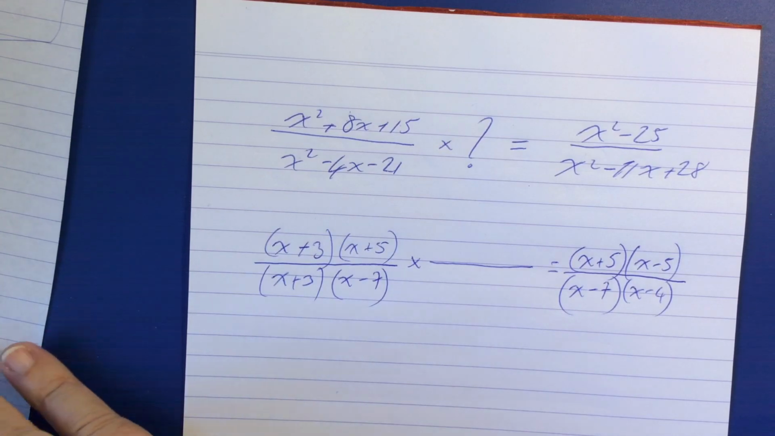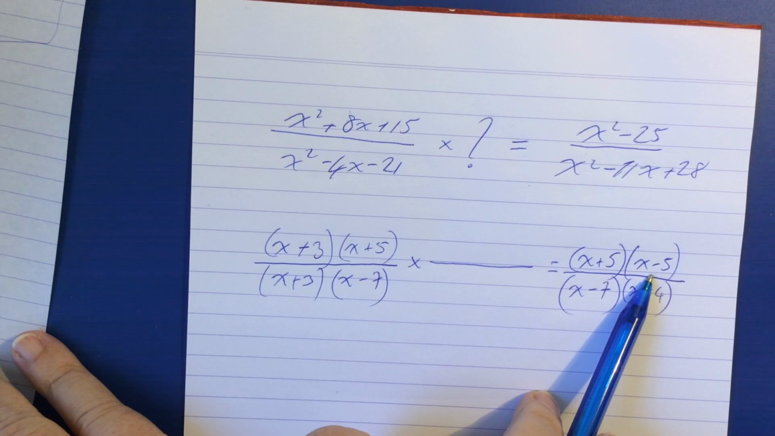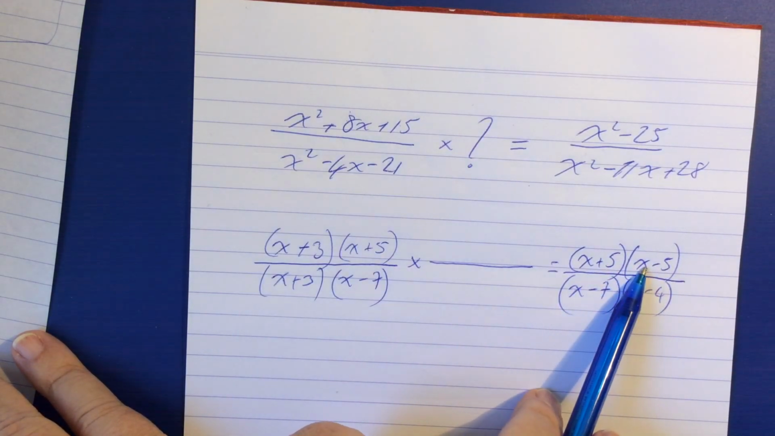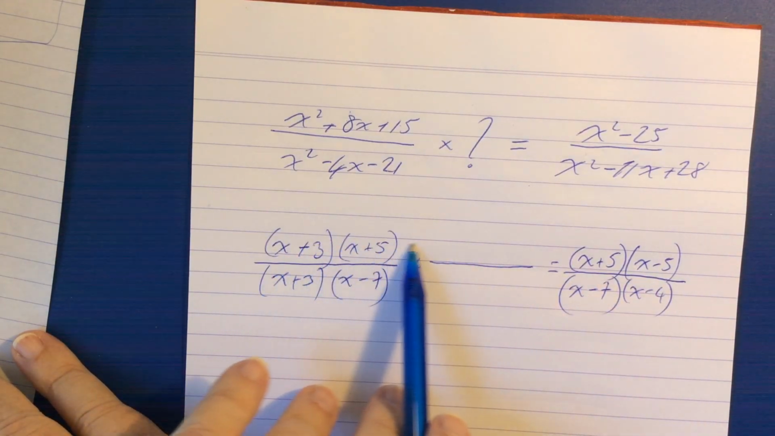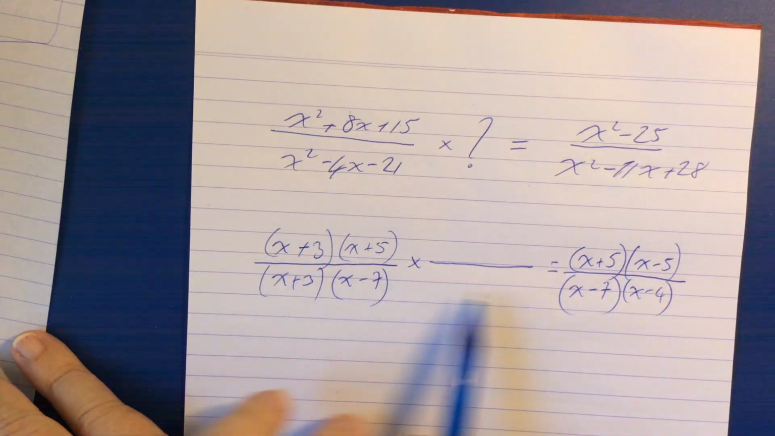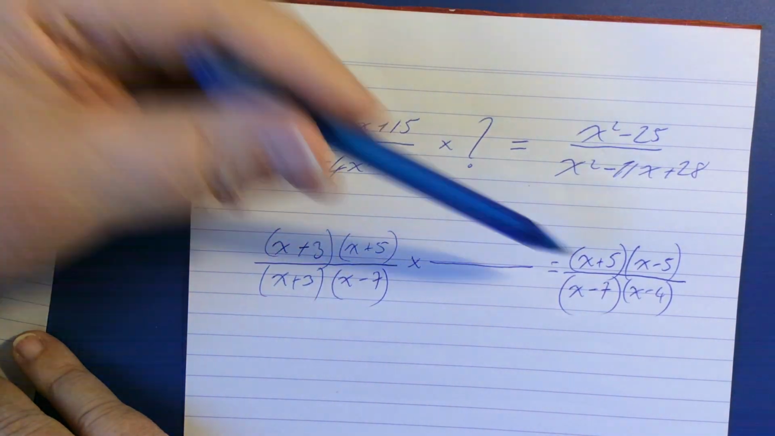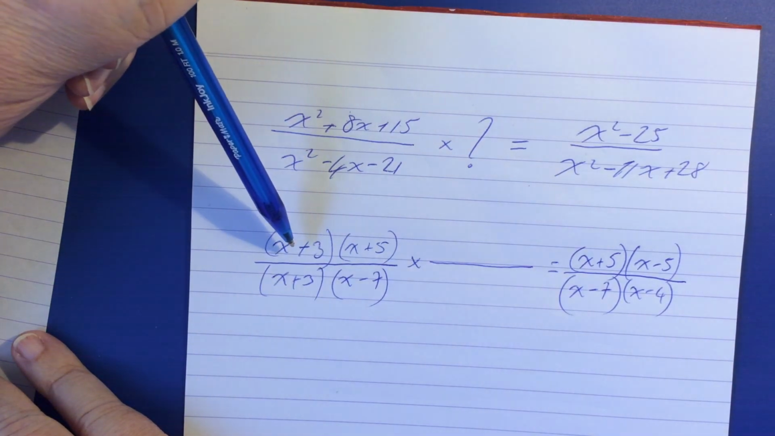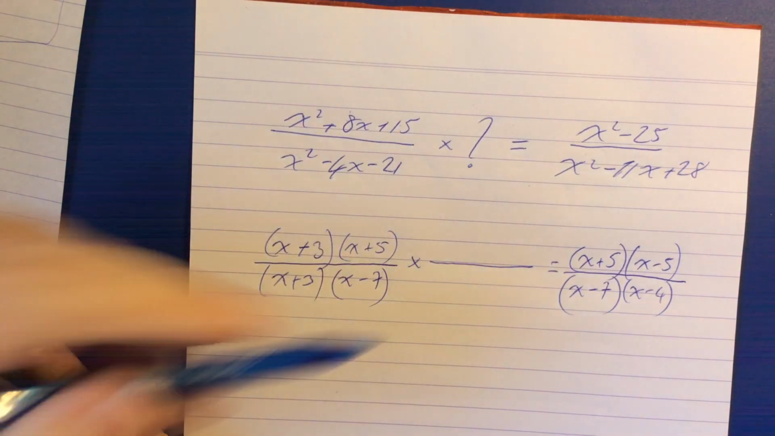And what we have to do is, on this side of the equation, we have to get x plus 5 and x minus 5. Now, how we multiply fractions like this is we simply work across the numerator. So we multiply across here and across here. Now, what we don't want over here is this. So how do we get rid of that? Well, we do it this way.